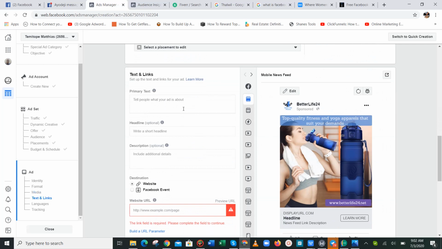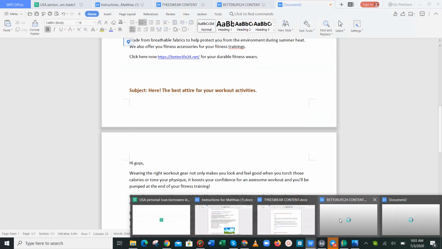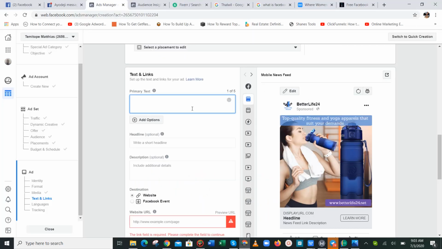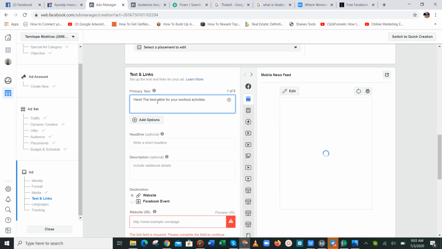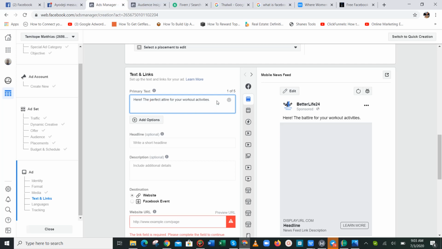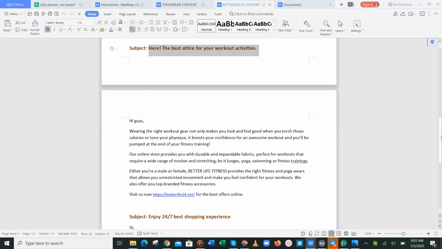Now let's go to the text. This is the primary text that people will see, a convincing message that they will see at the top of your ad. And let me use some of the content I've already written. Say here, the best attire for workout activities. Perfect attire. Let me use perfect attire, because you mustn't use something that is too straightforward in promoting your product. They think you want to convince people. Use something that is neutral.